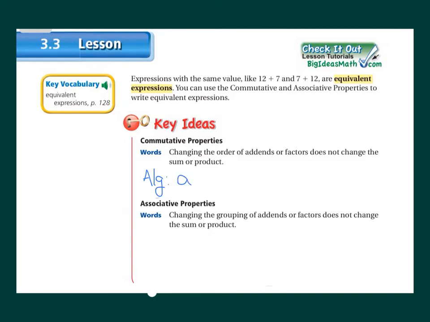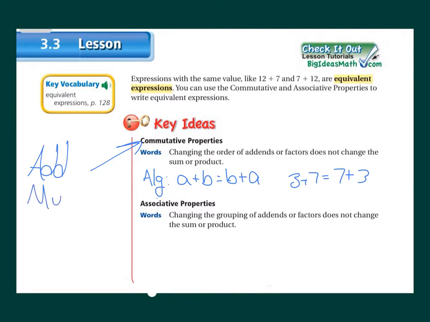We can say a plus b is equal to b plus a. In other words, if we have numbers, we can flip-flop them and we will still get the same answer. So if I say 3 plus 7, I can also say 7 plus 3, and I know that the answer is still 10. Addition has commutative property as well as multiplication. So addition and multiplication both have commutative property.